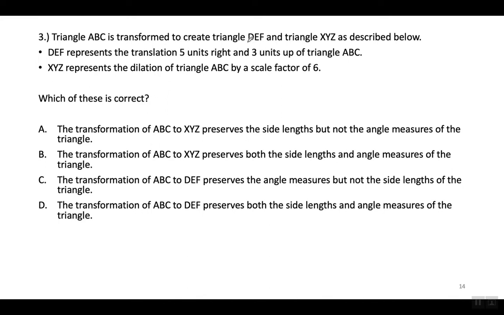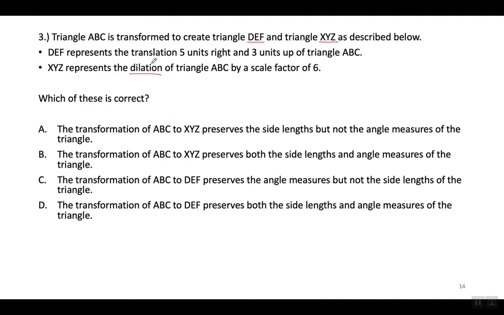One transformation will give you triangle DEF, and the other transformation will give you triangle XYZ. Now let's look at what those transformations are. Triangle DEF represents a translation 5 units to the right and 3 units up of triangle ABC. So they're just moving it 5 units to the right and 3 units up. Now XYZ represents the dilation of triangle ABC by a scale factor of 6.